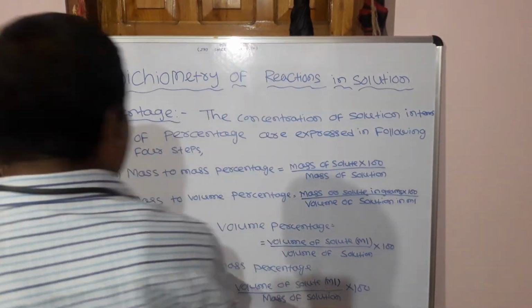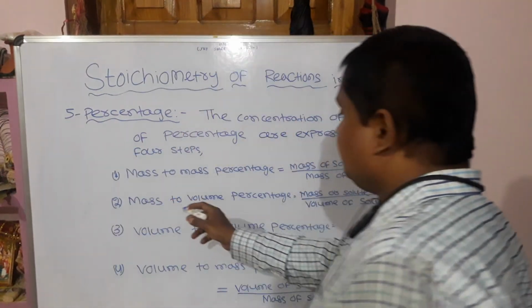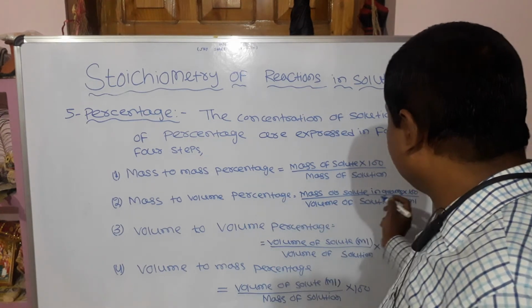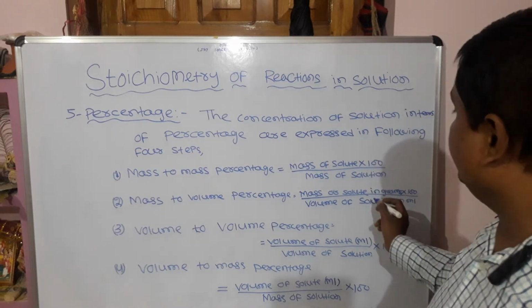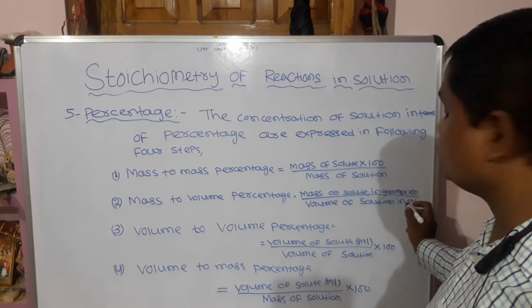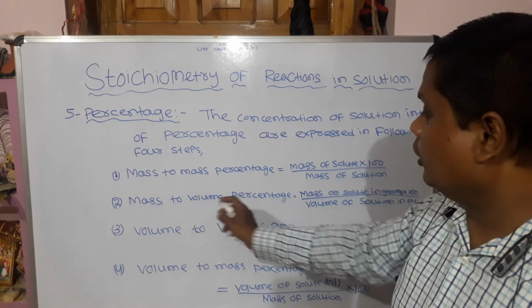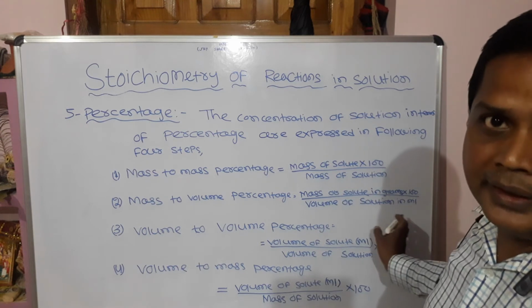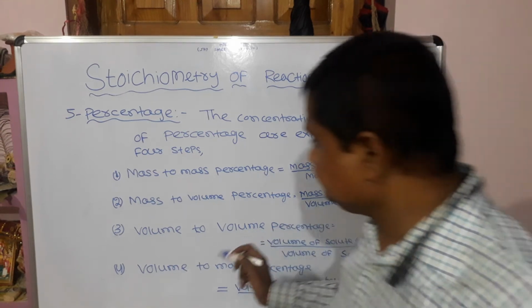Second, mass to volume percentage. Mass to volume percentage equals mass of solute in grams into 100 by volume of solution in milliliters.